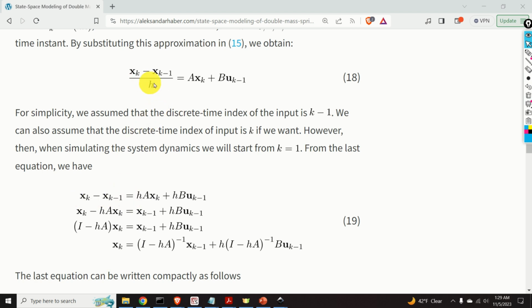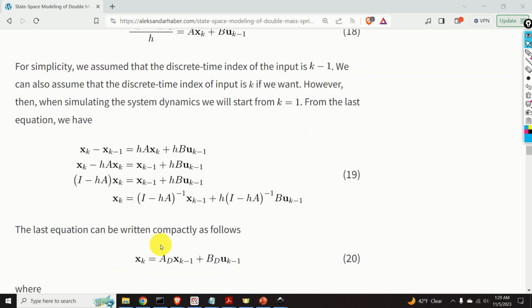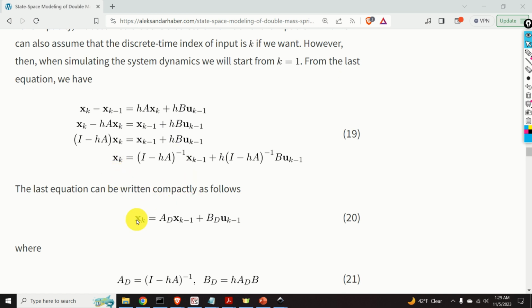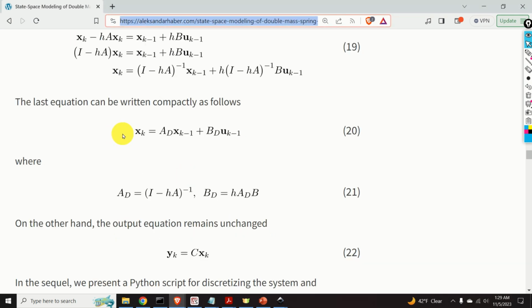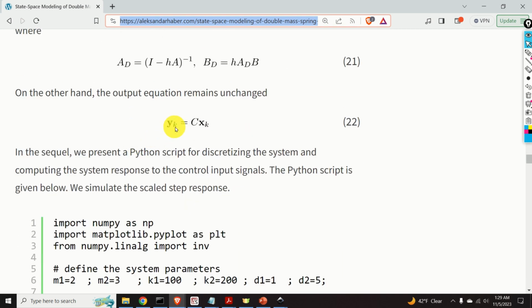From this equation, we obtain this equation. What do we do over here? We multiply the equation by h, then we obtain this equation, then we take this entry and we put it on the left hand side, we put some entries on the right hand side, and we finally obtain this expression over here, where (I minus hA) inverse is actually the inverse of I minus hA. This equation can be written compactly like this, where AD is now discrete time A and BD is the discrete time B, and they are given by this equation. On the other hand, the output equation stays as it is. That is, we have that yk is equal to Cxk. And that's it. That's the complete idea.